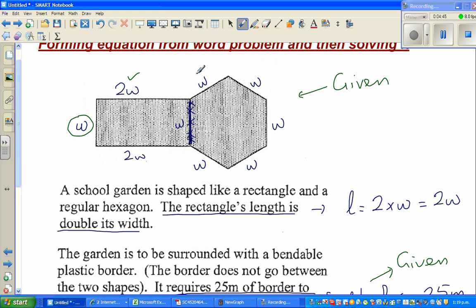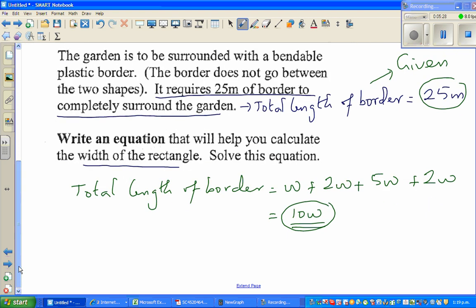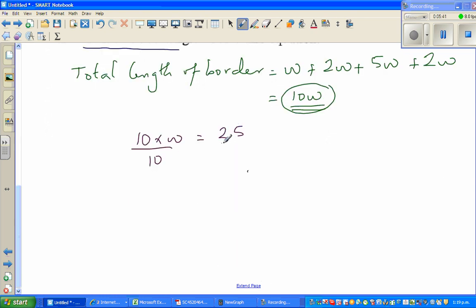So I have taken care of this. Then you end up with 2W plus 2W. That is the total length of the border. Now this is one lot of W plus two lots of W plus five lots of W plus 2 lots. So 5 plus 2 is 7, 7 plus 2 is 9, plus 1 is 10W. So can you relate this with this? They have given us that the length of the border is 25 meters, and we have also written the length of the border in terms of W, which is 10W. So it's pretty easy. I can say 10 times W is equal to 25. So I can divide both sides by 10. So my W is 2.5 meters.